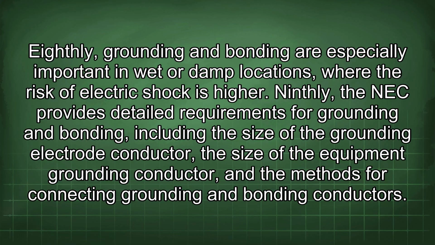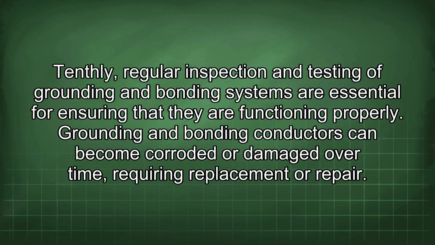Ninthly, the NEC provides detailed requirements for grounding and bonding, including the size of the grounding electrode conductor, the size of the equipment grounding conductor, and the methods for connecting grounding and bonding conductors. Tenthly, regular inspection and testing of grounding and bonding systems are essential for ensuring that they are functioning properly. Grounding and bonding conductors can become corroded or damaged over time, requiring replacement or repair.